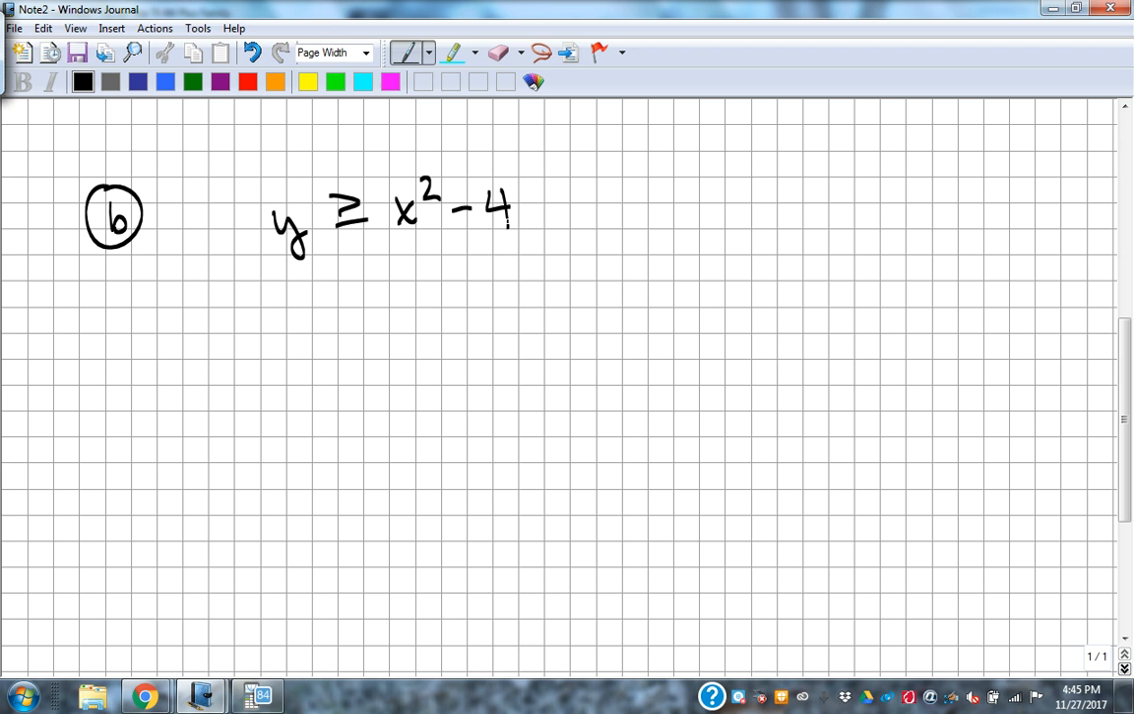y is less than or equal to x squared minus 4, and y is greater than or equal to that, and then x plus y is less than or equal to 2. So we have a quadratic and a linear one mixed together. They just kind of mix and match some stuff in this. The first one, the top one there, is already ready to go, so I'm just going to go ahead and graph it.